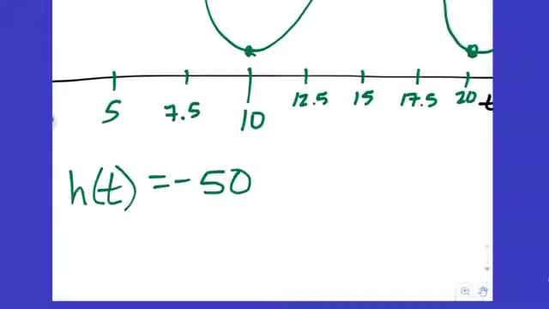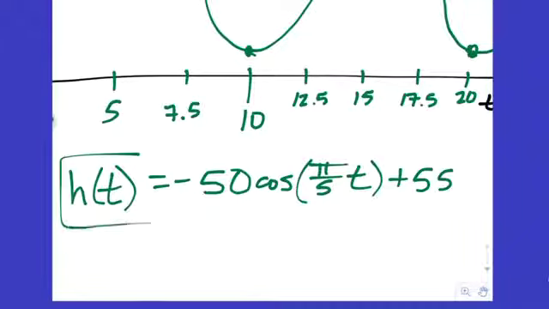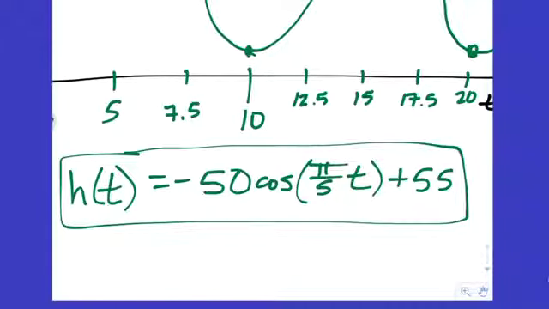So negative 50 cosine, parentheses, the b value comes next, which is pi fifths. And then, of course, because we don't need a phase shift, we could just put a t instead of parentheses t minus 0, and then, of course, plus 55. So I'm going to box that one because that's the main one. That's the one I'm going to use.